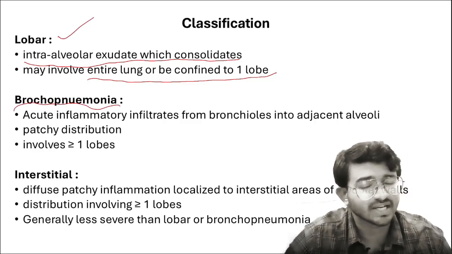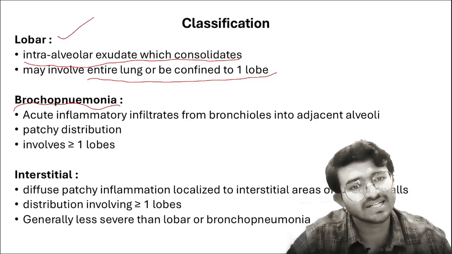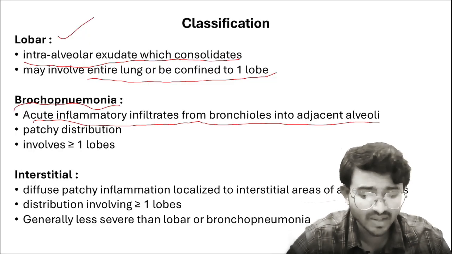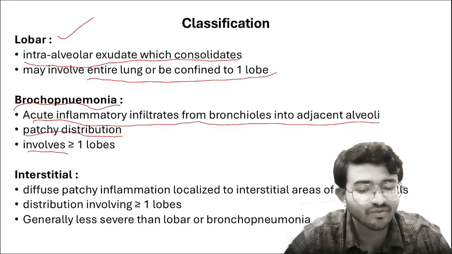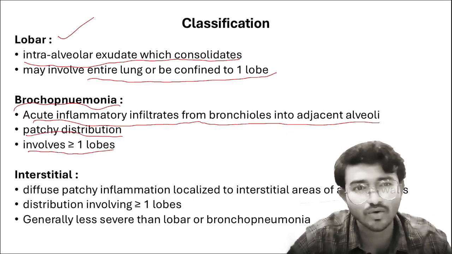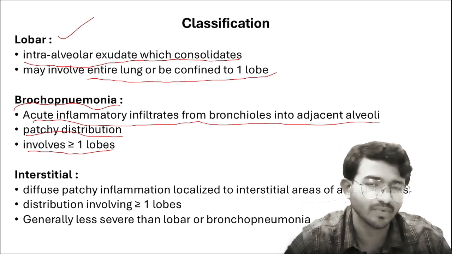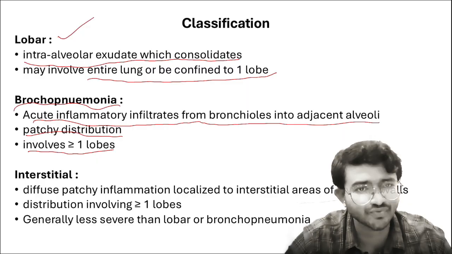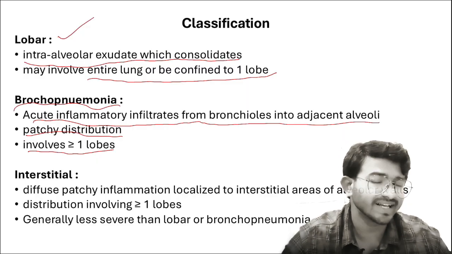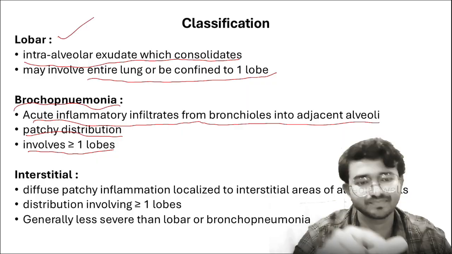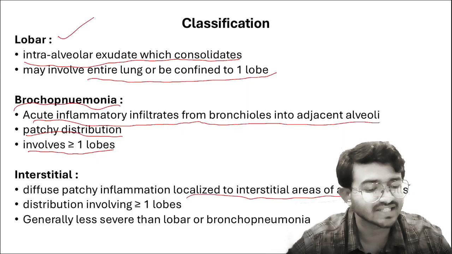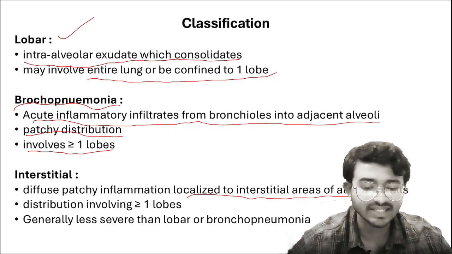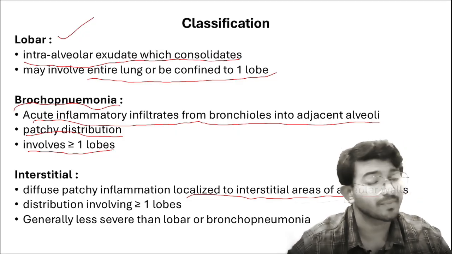Second one, bronchopneumonia. In bronchopneumonia, you can see the consolidation in the bronchioles also, like acute inflammatory infiltrates from the bronchioles into adjacent alveoli, with a patchy distribution, and it involves greater than or equal to 1 lobe. That's why we call it bronchopneumonia. Third one, interstitial. In interstitial pneumonia, you can see a diffuse patchy inflammation. If you do an X-ray, you can see interstitial infiltrates. It localizes to the interstitial areas of the alveolar walls and involves greater than or equal to 1 lobe. It is generally less severe than lobar or bronchopneumonia.